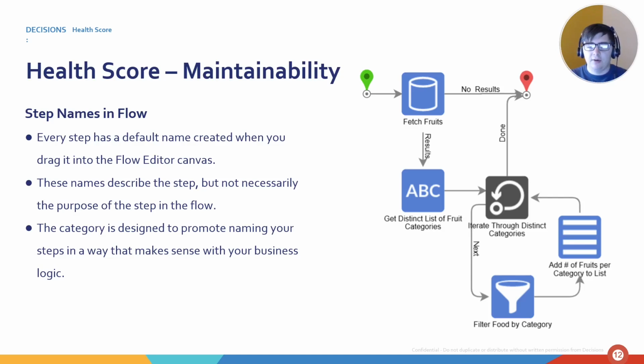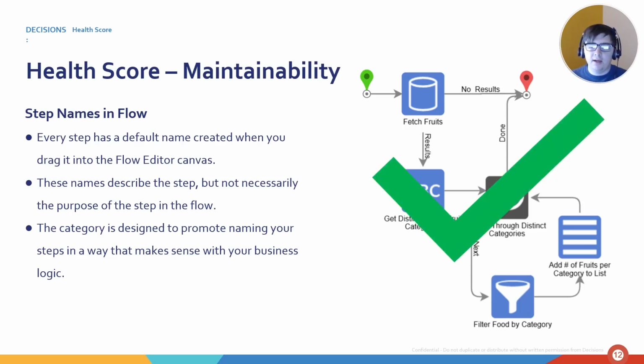Here, we know that we are now fetching fruits, we are getting categories from these fruits, iterating through them, and then we are filtering the food out by category. You may have to go into the individual steps to see how everything is done, but at least you have an idea of what this flow is trying to accomplish now.